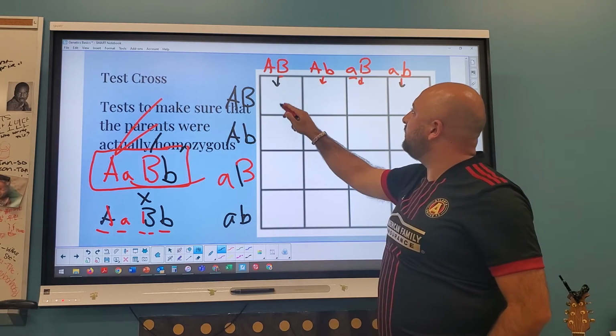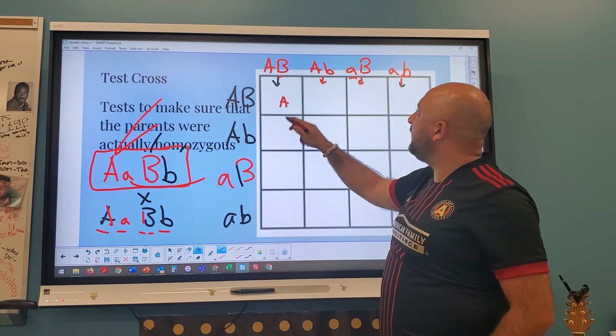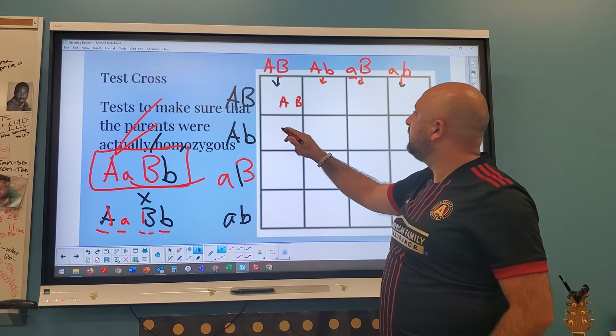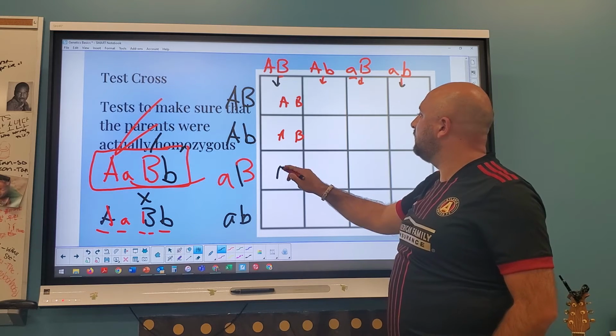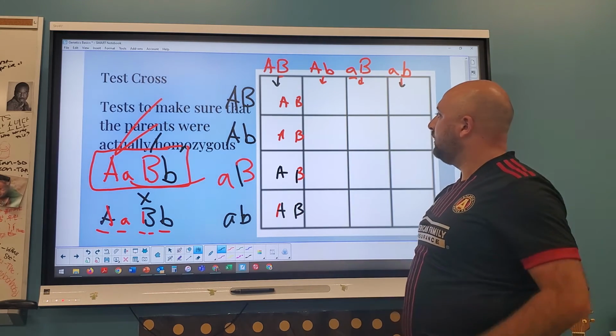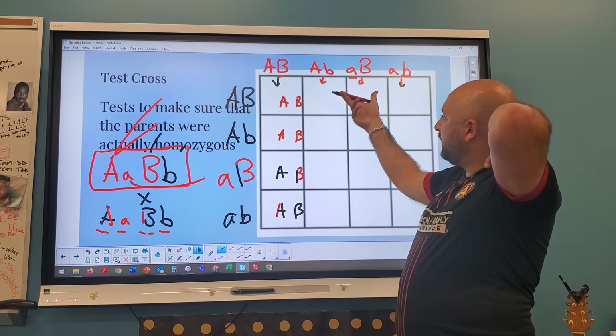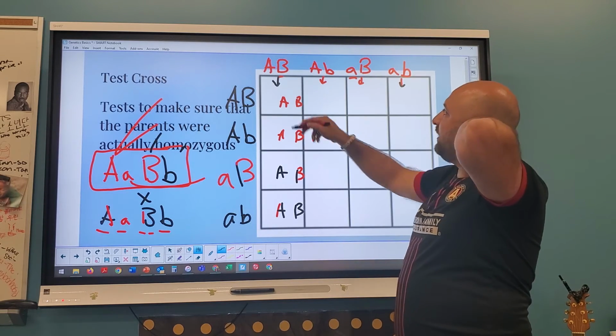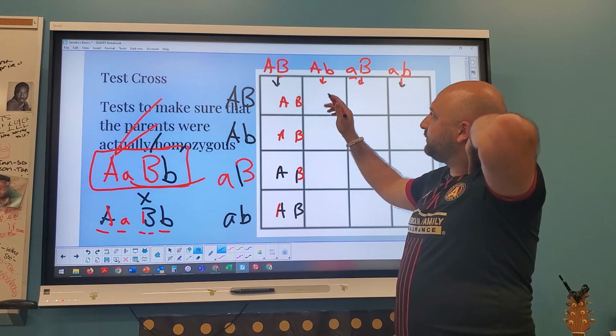All right? And so you can fill them in. Big A, big B, big A, big B, big A, big B, big A, big B, and on and on and on. Over here, same thing, up to down. And then you fill in these ones from left to right.